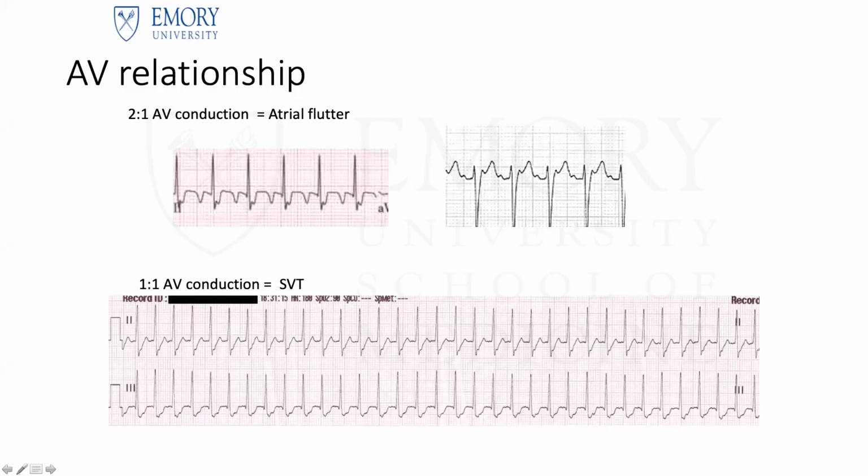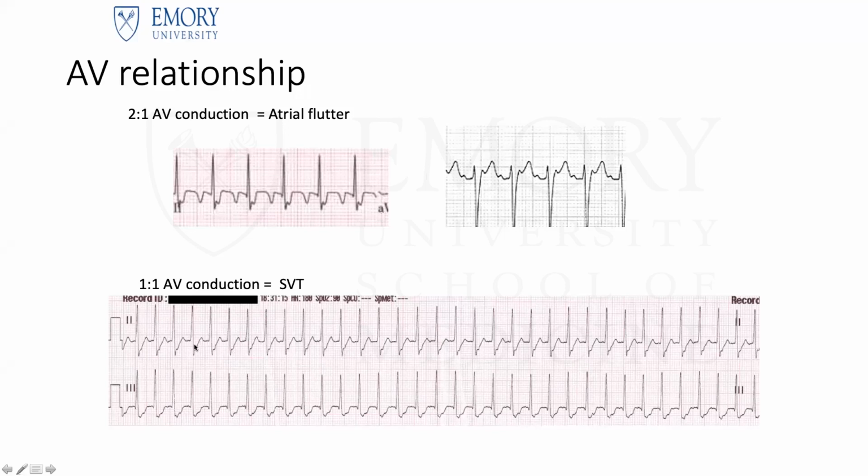Often the rate of the atrial activity will suggest atrial flutter versus atrial tachycardia. In atrial flutter, the atrial cycle length is often 250 to 350 beats per minute. So when thinking about the mechanism, if it's an AT or atrial flutter, we look at the atrial rate.